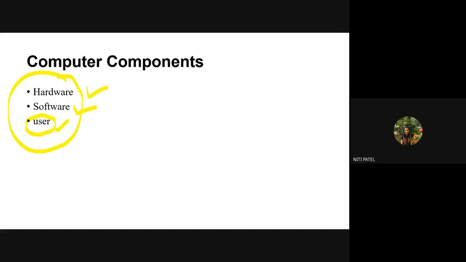Why is user required? Because to make this hardware and software work, I need some kind of input to be given. And who gives that input? It is a user. So again, if you have only hardware and software, and if you will tell that the computer will work on its own, it will not work until and unless it is receiving some input from the user. So all these three are the major components, and if any one of it is not there, your system will never work.